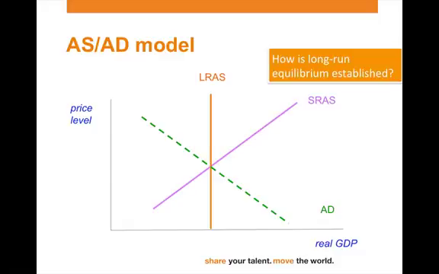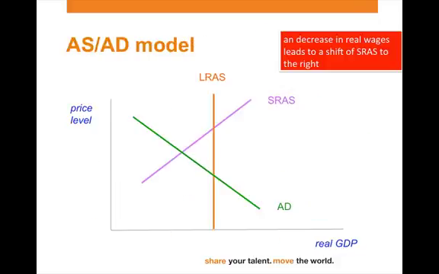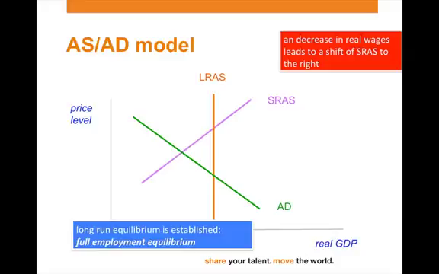So the question is now, how will long-run equilibrium be established? As we've seen, this will happen via the labor market. As real GDP decreases, the demand for labor decreases. So the demand curve for labor will shift to the left. Consequently, real wages will decrease. And as real wages decrease, we will see a shift of the short-run aggregate supply curve to the right. Long-run equilibrium is established, which we call full employment equilibrium.